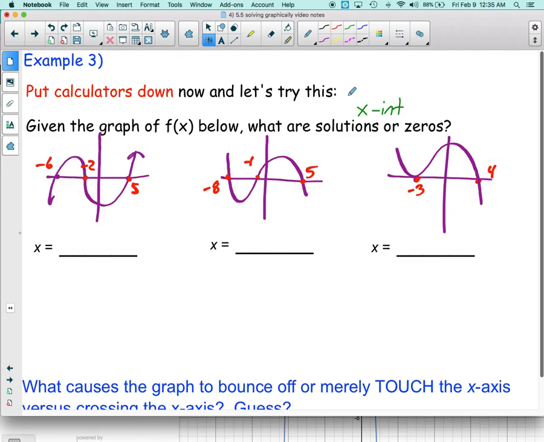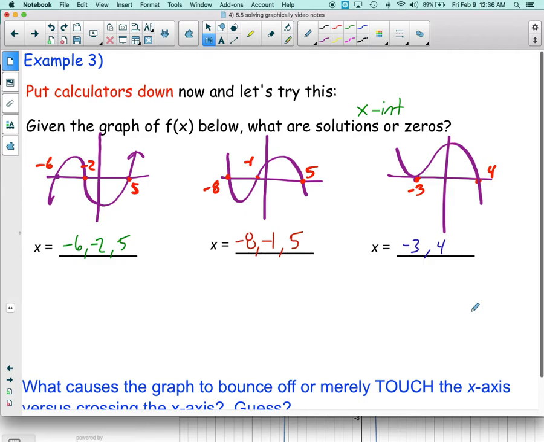other. So if we look at this first graph over here, and think about where the x-intercepts are, I've kind of got that labeled for you. It's at -6, -2, and 5. So that means that x is equal to all of those things as far as its solutions. So that's pretty easy. If we look at the next one, we have -8, -1, and 5 as the x-intercepts that I labeled there for you. And if we look at the last one, we see that they have -3 and we have 4.